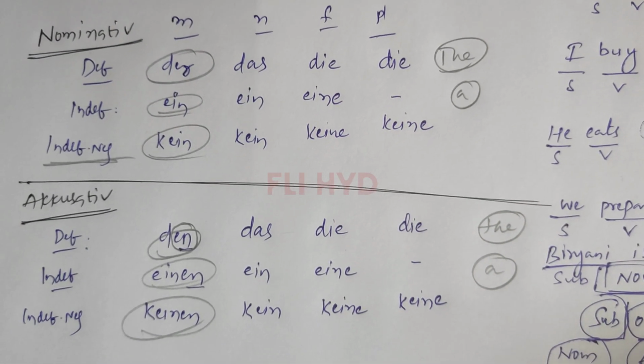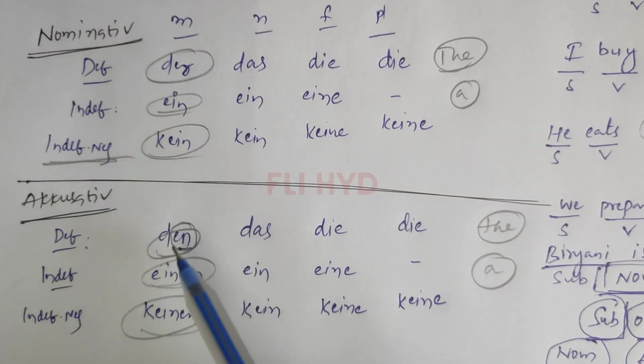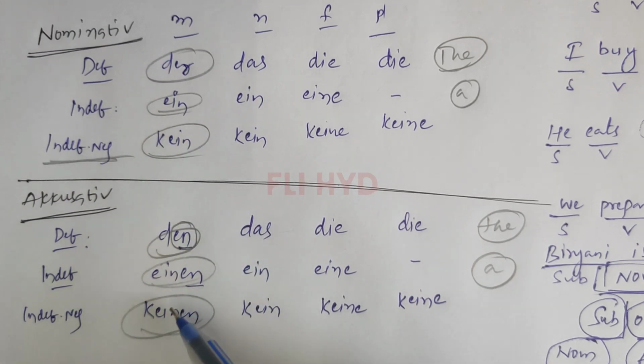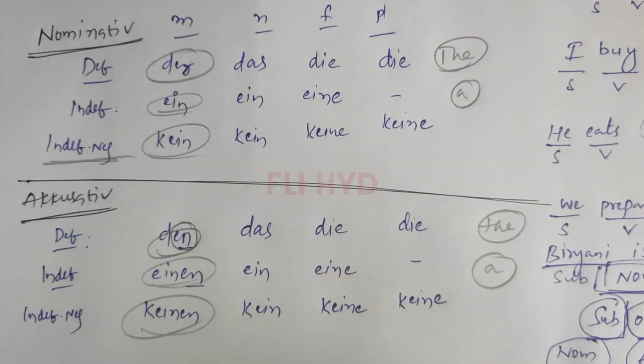The only difference between nominative and accusative, when we are writing these articles: the definite article der changes to den, ein changes to einen, and indefinite negative kein changes to keinen. Neutral, feminine and plural will remain the same. Clear? Now we'll do some examples to understand it in a better way.